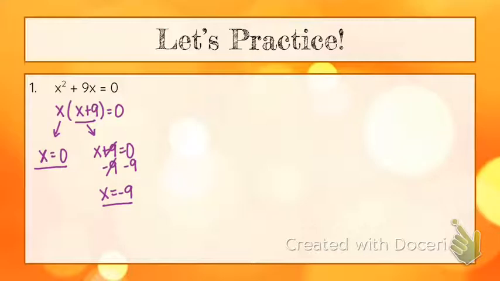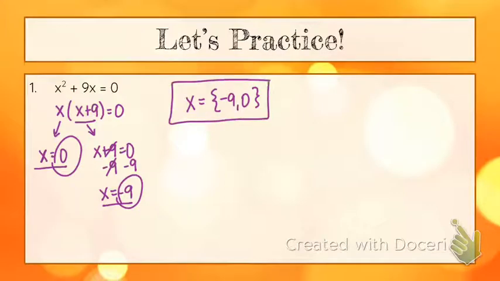So those are our two solutions, but it asks us to write them in a solution set. And so the way that we do that is x equals squiggly bracket. And then you write them from smallest to largest. So we're going to go negative 9 and 0. End squiggly bracket. Okay, so this is your answer, and this is the proper way to write it.